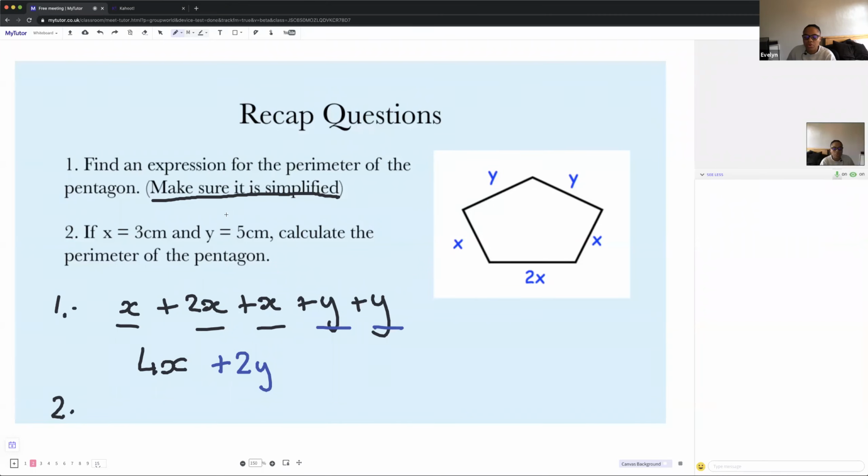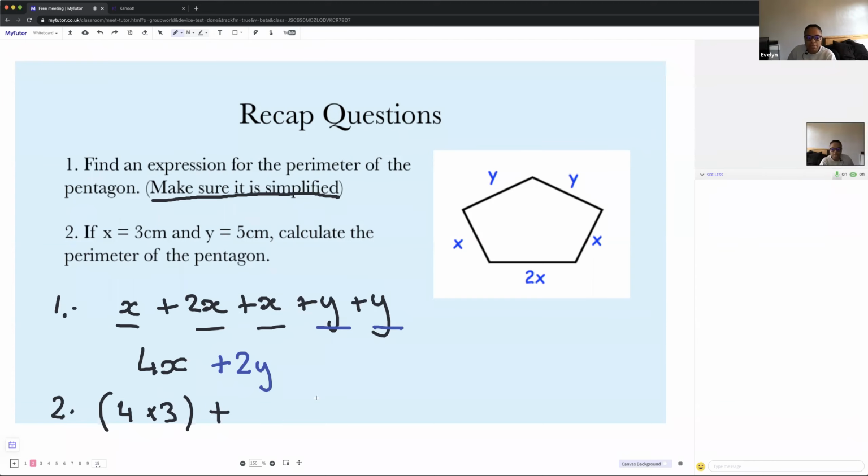Cool. So remember, with substitution, all we're going to do is replace the letter with the number. So if x is 3, I'm going to write 4 times 3, and then I'm going to put it in brackets. I always advise you when you're doing substitution, always put your multiplications and divisions in brackets, because we have to remember BIDMAS. We have to multiply first and then add, because multiplication comes before addition in BIDMAS.